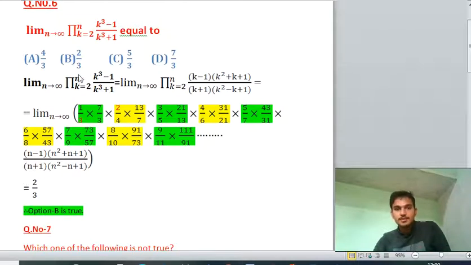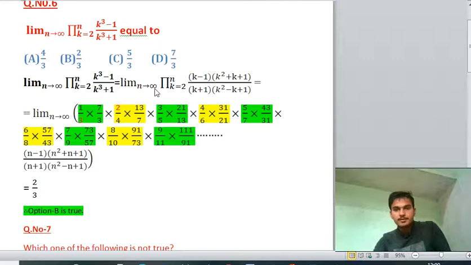So the limit as n tends to infinity of this. This is a cube minus b cube, here k to the power 3 minus 1 to the power 3. So a cube minus b cube is equal to a minus b into a square plus ab plus b square. And this is a cube plus b cube, it will be a plus b into a square minus ab plus b square. So this is k minus 1 into k square.